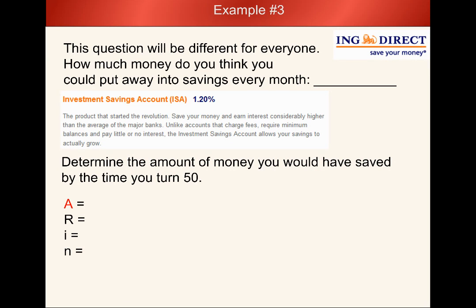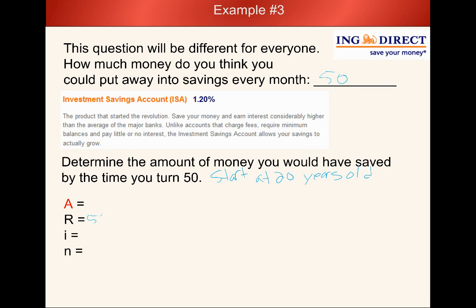So this question would be different for everybody, but let's say, what can I actually afford to do? I'm going to do it for myself. I'm going to say I'm just going to put away $50 a month. Let's say I did that, just to make it more relevant to you guys, starting at 20 years old. So that means I'm doing $50 a month for 30 years. If I start when I'm 20 years old, by the time I'm 50, what will I have?